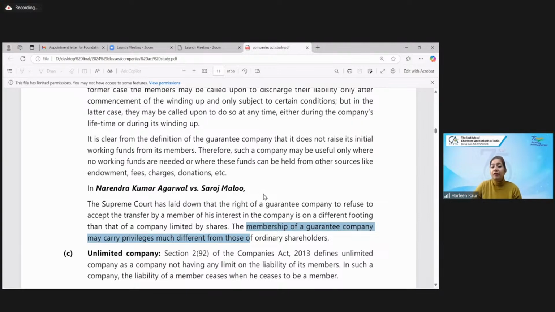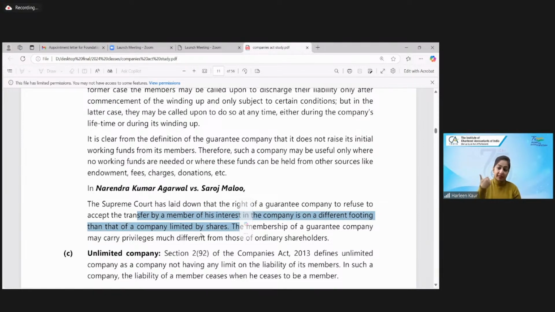A guarantee company's refusal to accept the transfer by a member of his interest stands on a different footing. In a company limited by shares, there is a restriction on the transferability of the shares. You cannot transfer your shares freely, but this restriction is not there in the case of a guarantee company. So for Narendra Kumar Agarwal versus Saroj Malu, you simply have to remember that in this case law they have not given you the briefing of the case. They have just given you the conclusions of this case law. What benefits does a guarantee company have?